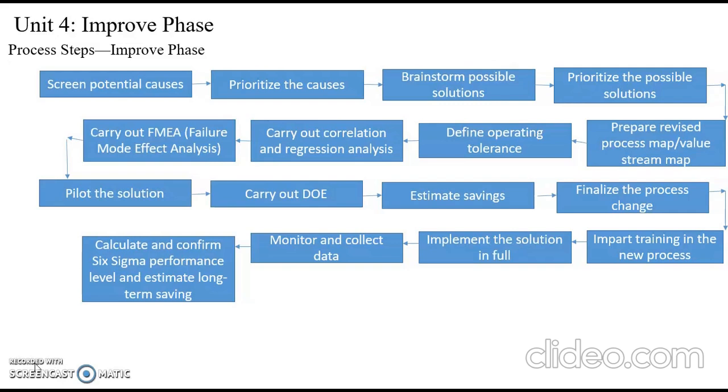Next, you have done the revised process mapping and value stream mapping. Next, you will define the operating tolerance. That means you are setting a standard operating procedures. Next, you will check the results of correlation and regression analysis and result of FMEA and DOE. Finally, you have calculated the savings. And also you have calculated the sigma level of the current process. These are some deliverables of the improve phase.